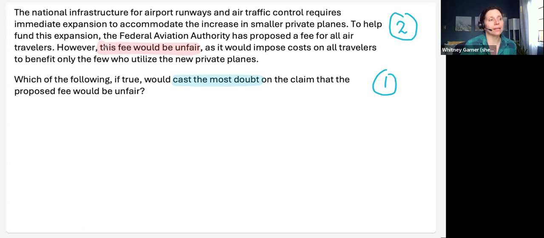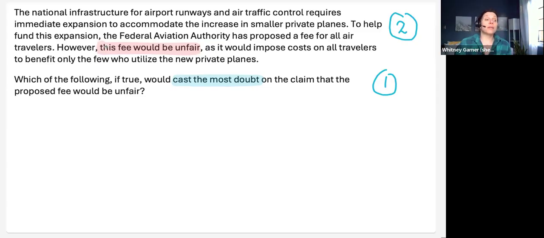And their support for that is this claim that it would impose costs on all travelers only to benefit the few. So everybody's going to pay for this thing that really only helps a small number of people. And they're saying we've got to expand our runways and infrastructure and air traffic control to accommodate these smaller planes, the larger number of them. That seems reasonable to say, how is this fair that we're imposing costs on all airline travelers as opposed to charging just the people who are using these new private planes?